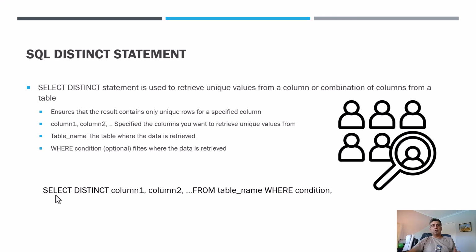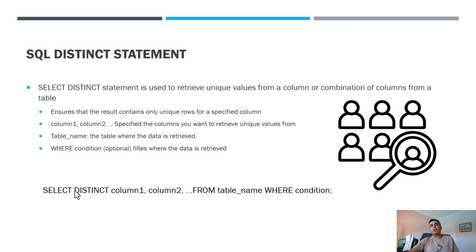So you say select, which is obviously when you want to select something from a table, and then you say distinct, all in upper case. And then you specify the columns that you want the distinct values for. So column 1, column 2, it could be anything, column 1, column 2, column 3, and so on, from, and then you have table name and where, and then the conditions.